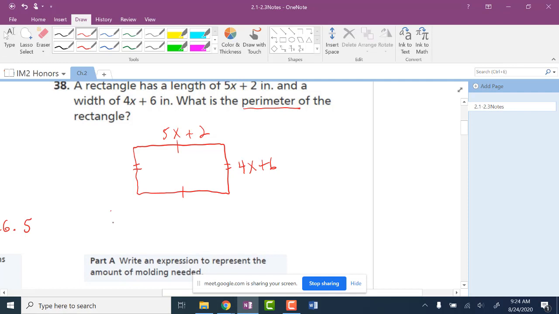You could do this in two ways. One is you can take 2 times each side, or you could write 5x plus 2 plus 5x plus 2. And then 2 times 4x plus 6, or write 4x plus 6 plus 4x plus 6. But that is perimeter. Area is length times width for a rectangle. In the future, you'll probably have those kinds of questions.